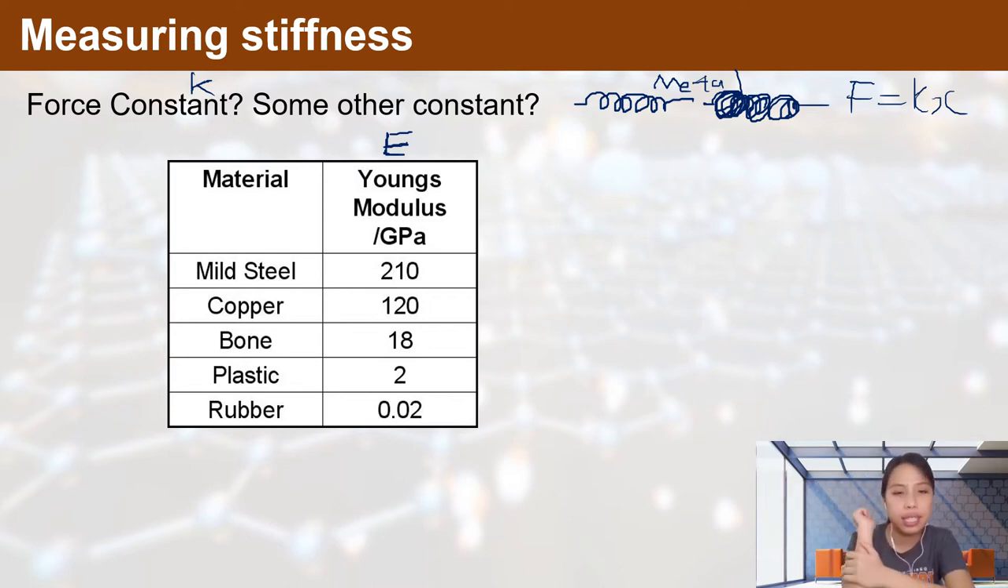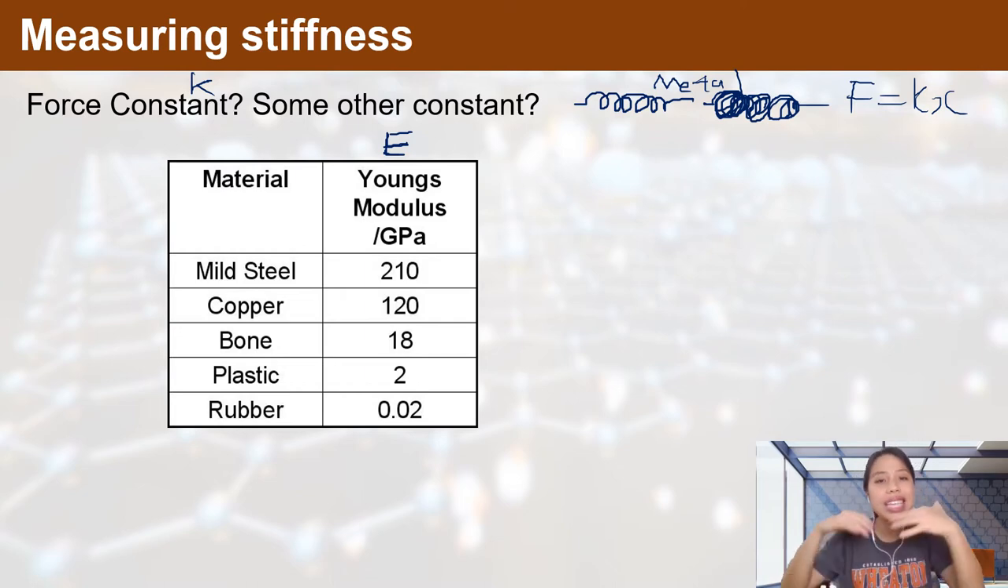Then you look at plastic and rubber, all those squishy toys. I don't think I have any here. But rubber is not very stiff, as you can imagine. You can bend rubber, you can squash it, it deforms, you can stretch it. There's a lot of change in length for a certain amount of force. That's what stiffness means. So the higher you go in the table, the stiffer it is.